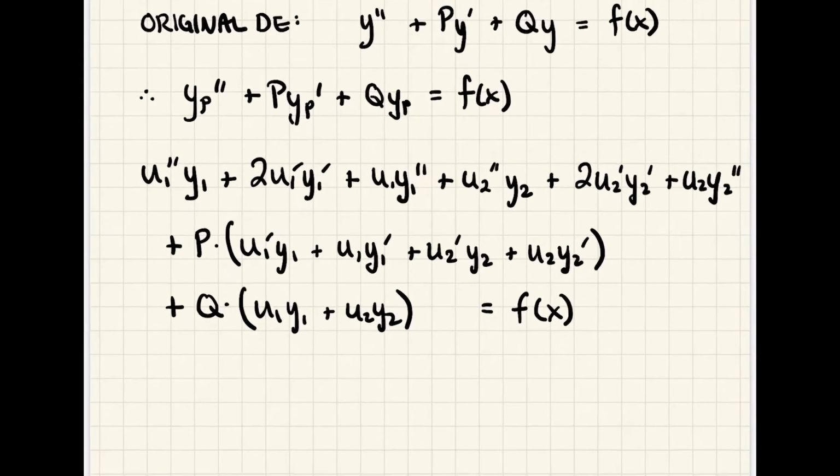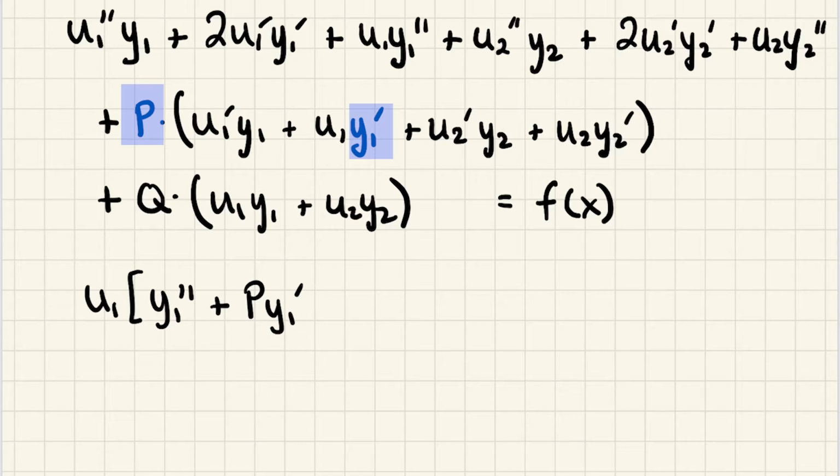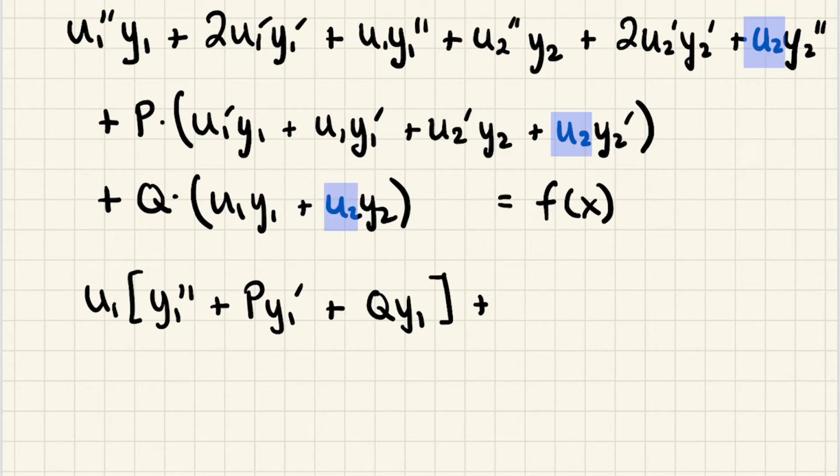All right, so let's see what we're working with here. Well, let's notice that we have only 3 terms that have a u1 without any primes. So let's factor the u1 out of those 3 terms. So we have u1 times y1 double prime plus p y1 prime plus q y1. We also have only 3 terms that have simply u2, not u2 prime or double prime. So we can factor u2 out of those guys.